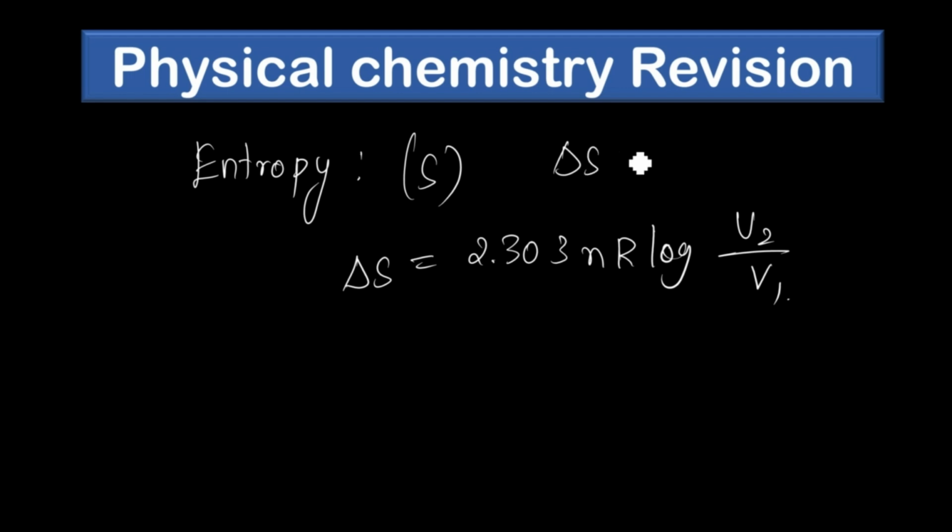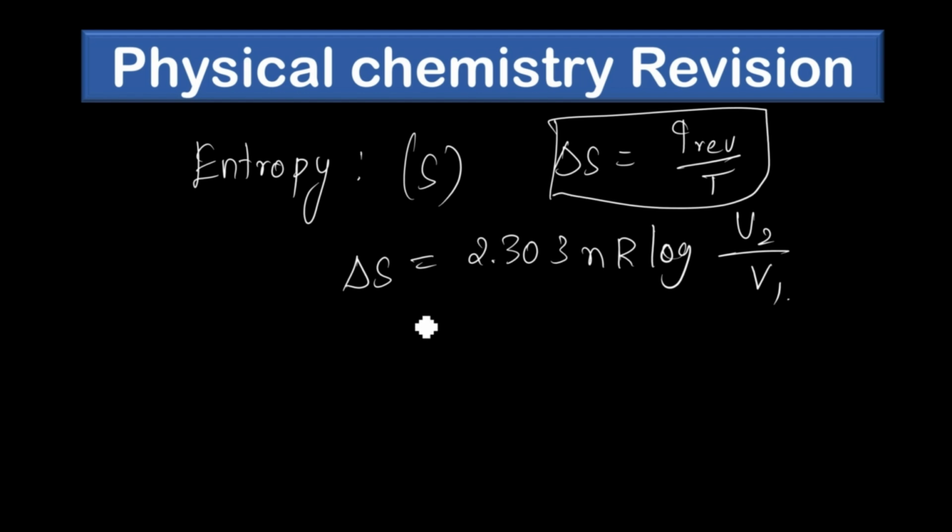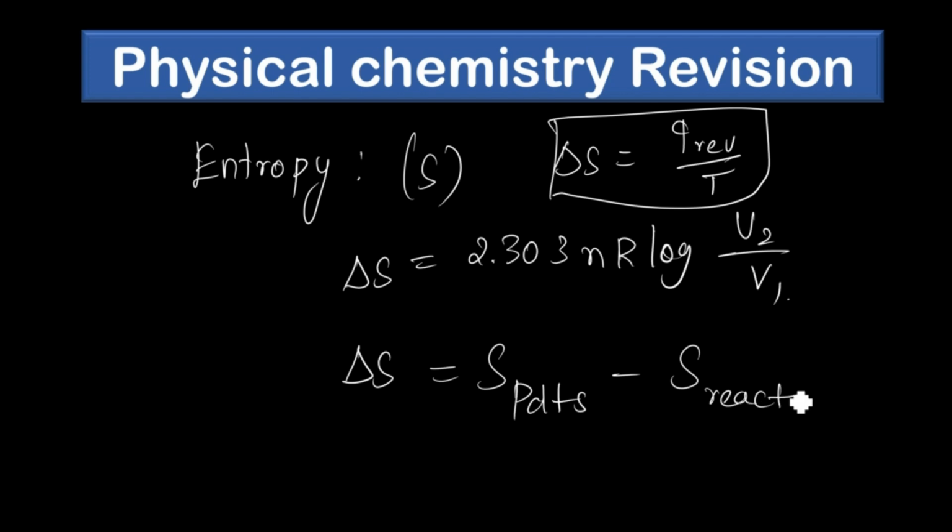So we know that delta S is Q reversible by T, that is the general formula, and this is for the reversible isothermal process. Then if they are asking for delta S where products and reactants are given, then just subtract the values.